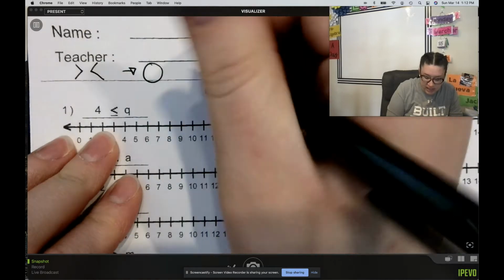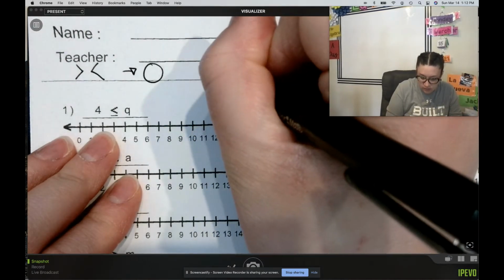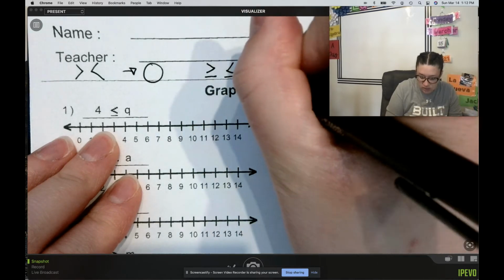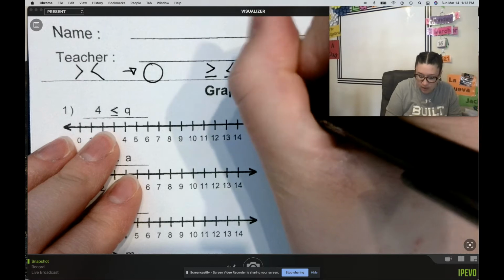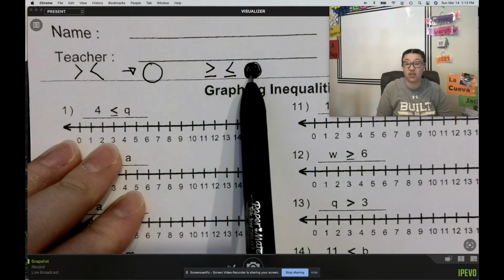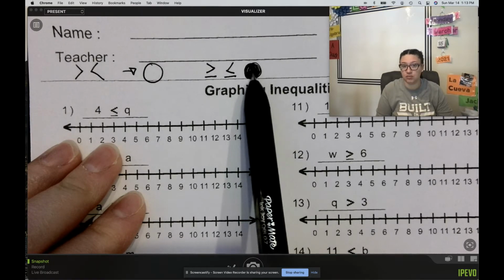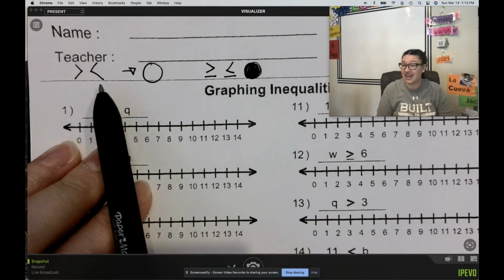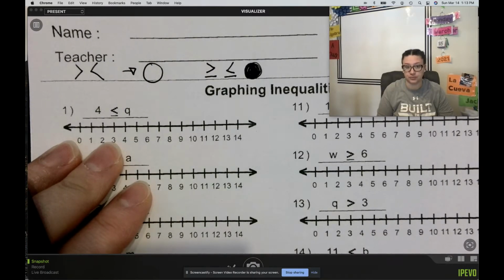If they have the line underneath, however, if it's greater than or equal to, less than or equal to, then it's going to be filled in because that number is part of the solution set. It's part of the answers because it could equal that number exactly. Equaling that number exactly is shown by a closed circle. Not equaling it, just being the starting point, that's an open circle.